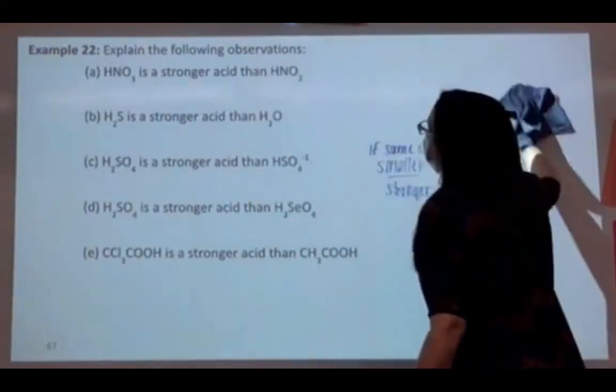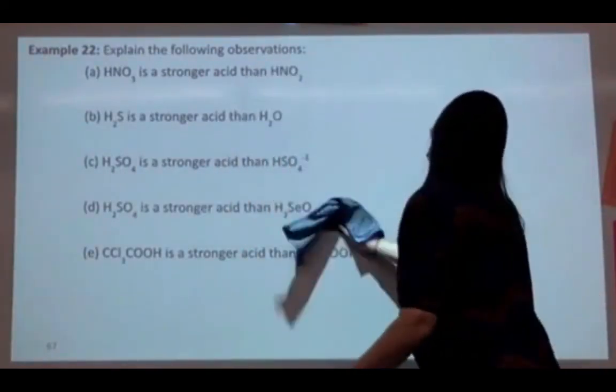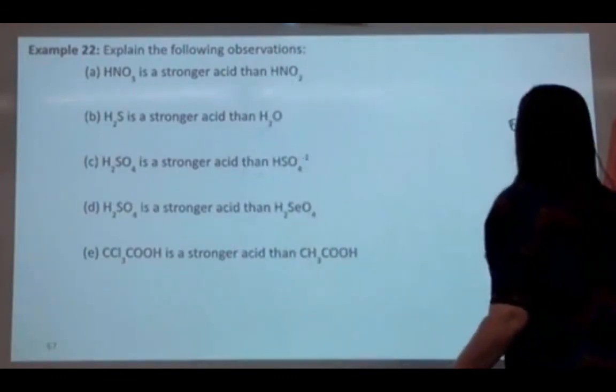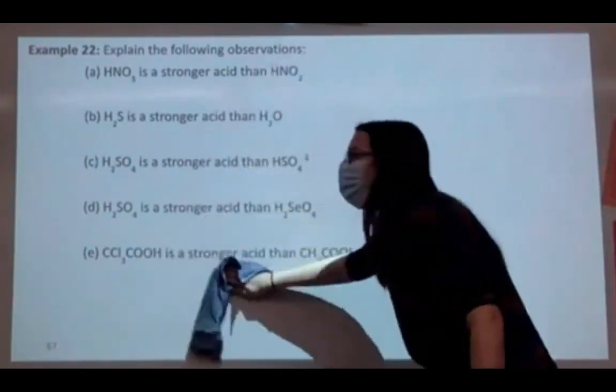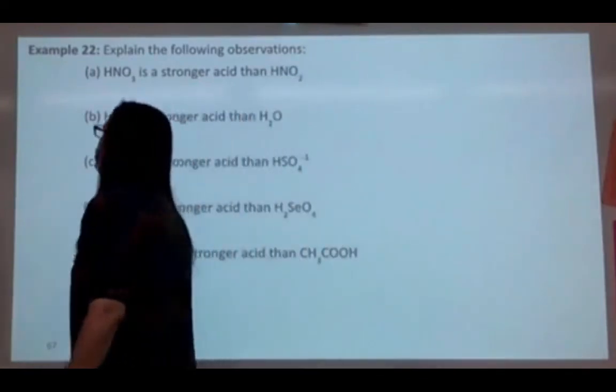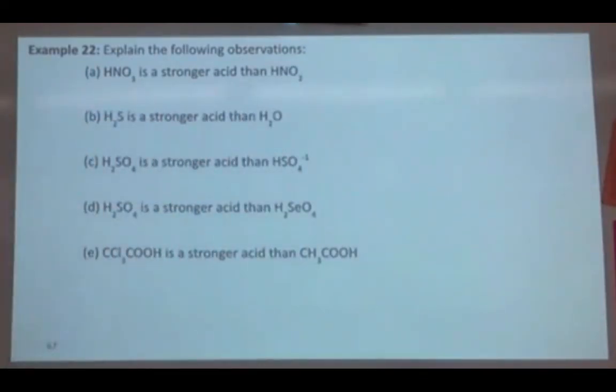So these say, explain the following observations. They give us an observation, and we have to explain why it's true. We can't go against it and say, well, that's not true. They're telling us that this is what's true. So part A says HNO3 is a stronger acid than HNO2.